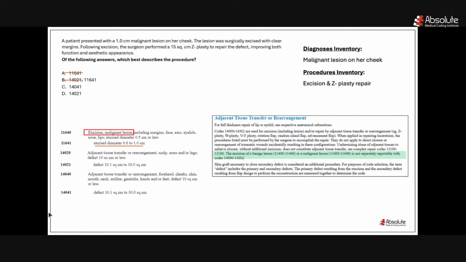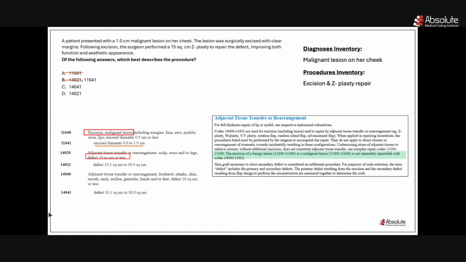Also, option B is incorrect. That is also coding for excision of lesion, malignant lesion code, right? So that is also incorrect. You cannot code excision procedures because that is included in the adjacent tissue transfer CPT codes. All right, now we are left with option C and D. Let's see what they are coding for.